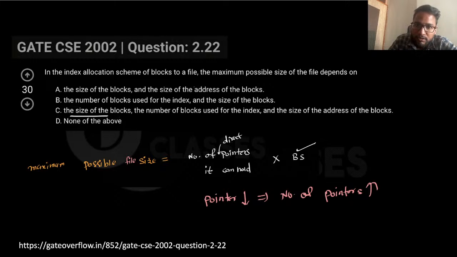Number of the blocks, size of the address block, and it also has one thing extra, which is saying the number of blocks used for the index. Yes, it depends on the inode size also, right? See, this number of pointers. Okay, I hope you are getting.